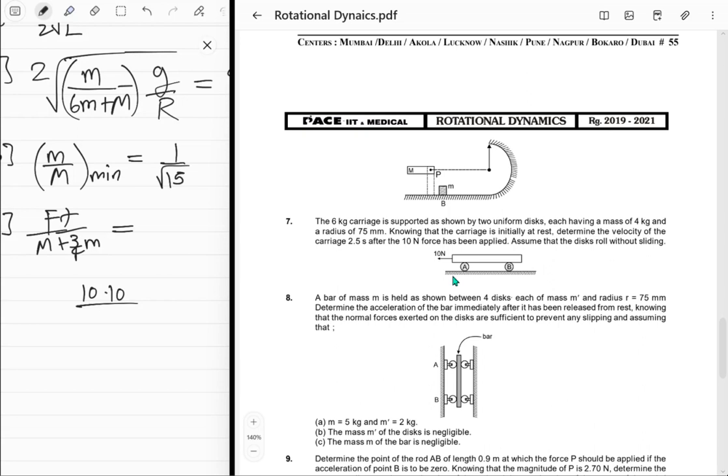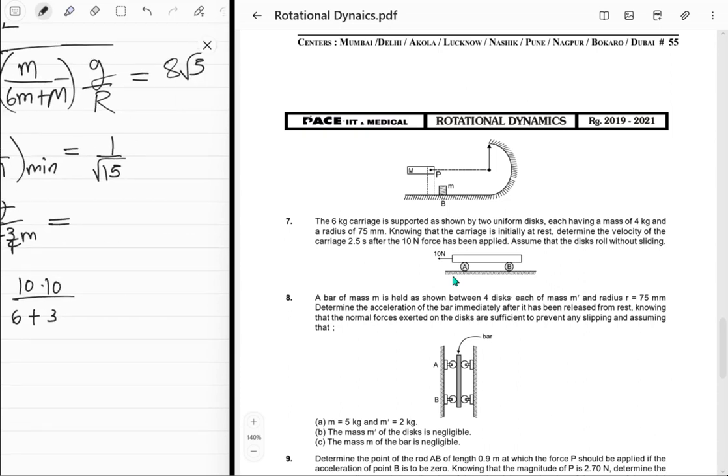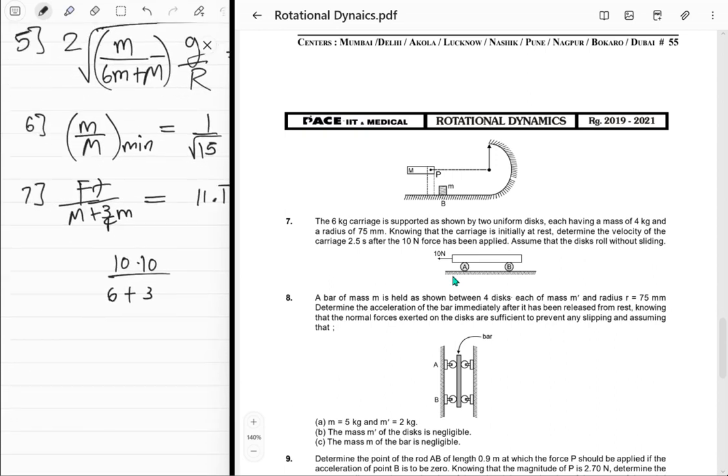Anyway, the thing is going to be 10 times 10 upon capital M, which is just 6 kg, plus 3/4 of small m, because there are two of these. So each of them has 4 kg. That's what we want. So it's going to be 3, just like that. It's going to be 100 upon 9, which is 11.11 whatever. That should do it. Let's go to 8.